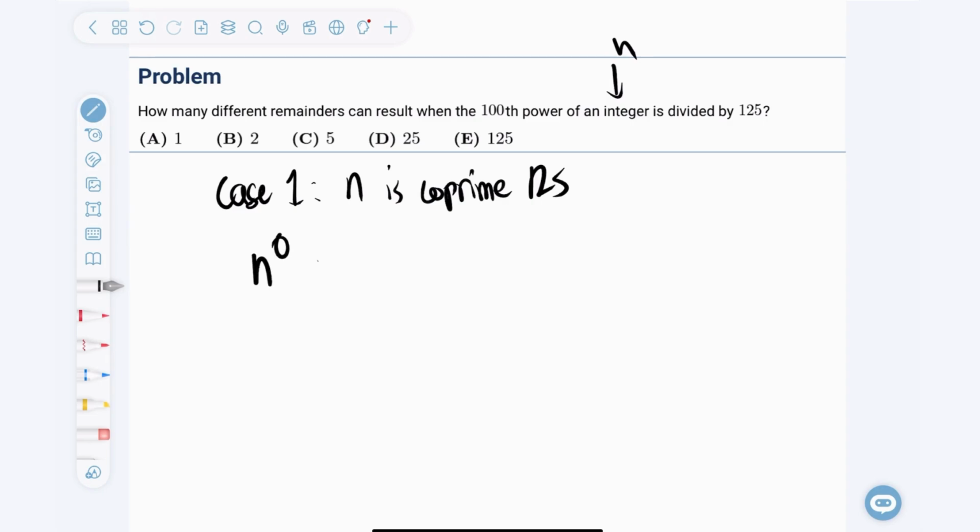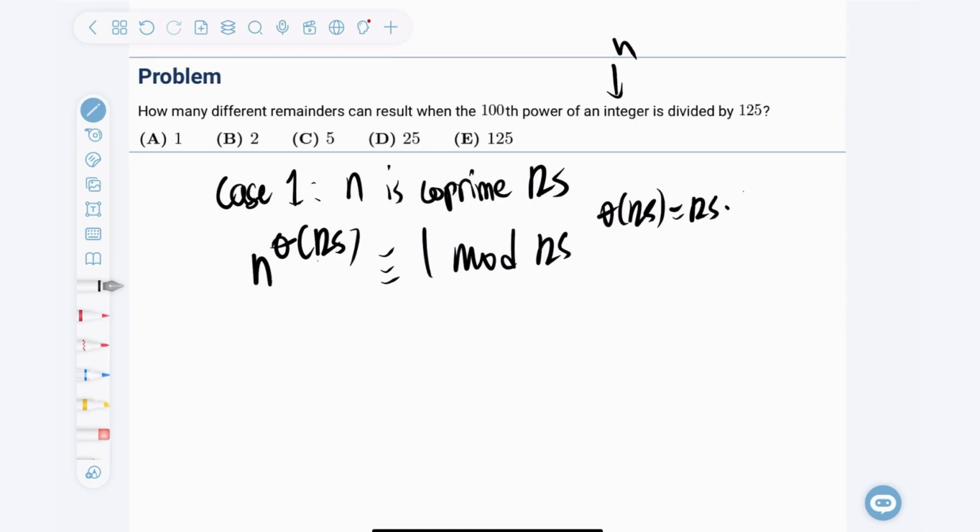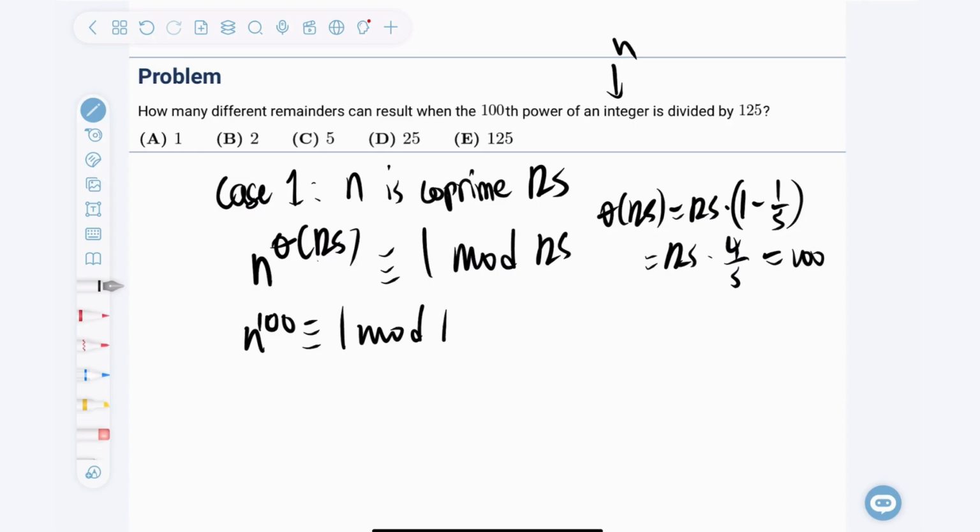So we can say that n to the power of totient 125 is congruent to 1 mod 125, and you can calculate totient 125 here on the side, which is 125 times 1 minus 1 over 5, which equals 125 times 4 over 5, which equals 100. So n to the power of 100 is congruent to 1 mod 125. This is convenient for us because we're looking at the remainders that can result when the 100th power of an integer n is divided by 125. So we see the only remainder that occurs here is 1. So when n is co-prime to 125, the remainder that results is 1.